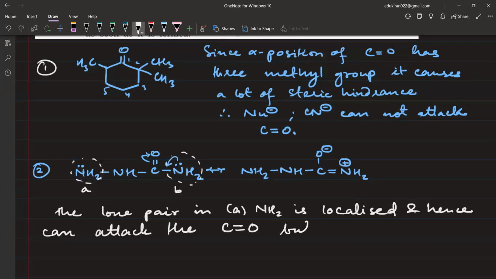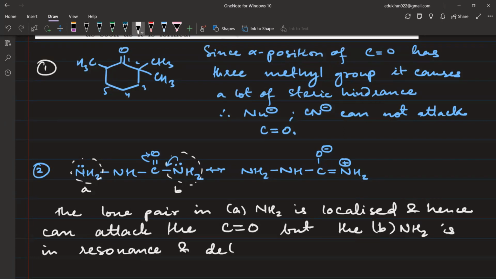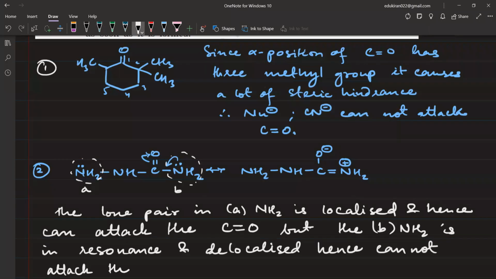But the BNH2 is in resonance and delocalized. Hence, it cannot attack the carbonyl group.